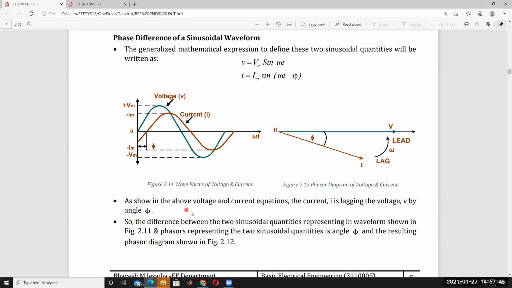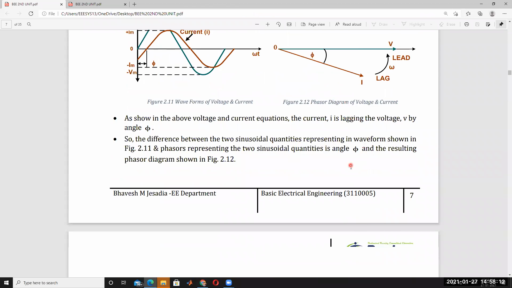As shown above in the voltage and current equations, the current I lags the voltage V by angle pi. The phase difference between the two sinusoidal quantities is represented in the waveform as shown in figure 2.11, with the two sinusoidal quantities and the resulting phasor diagram. So like this. It's clear.